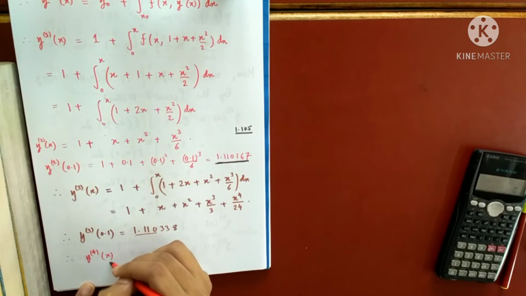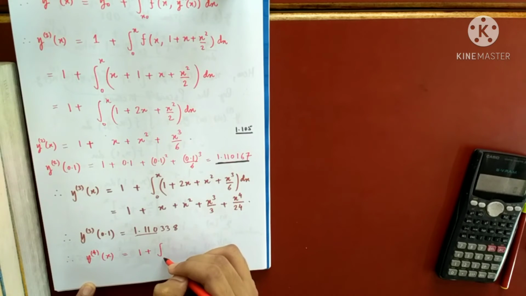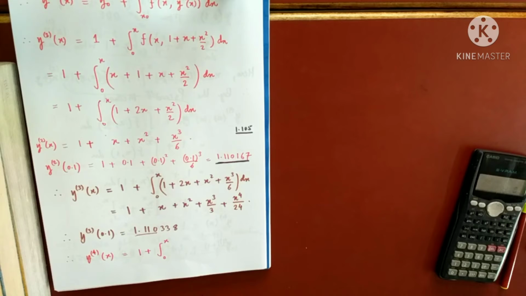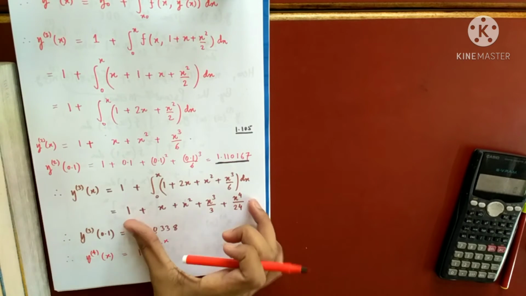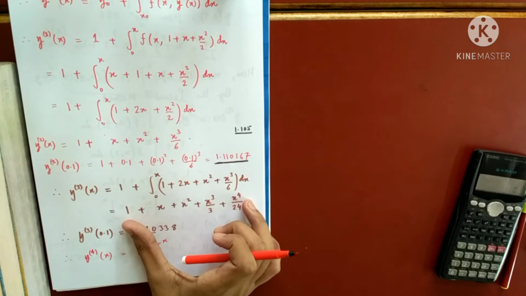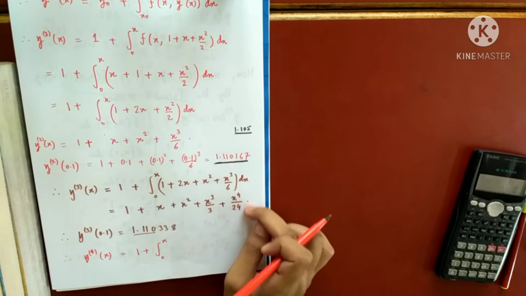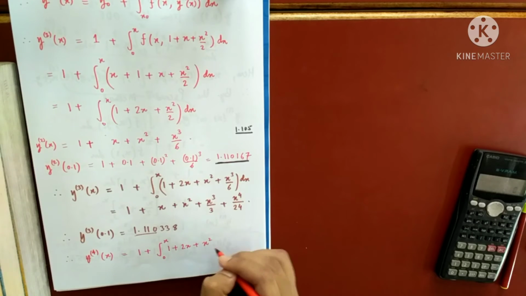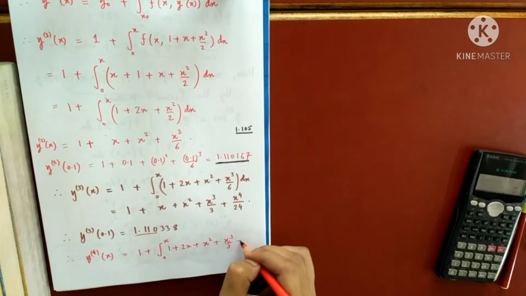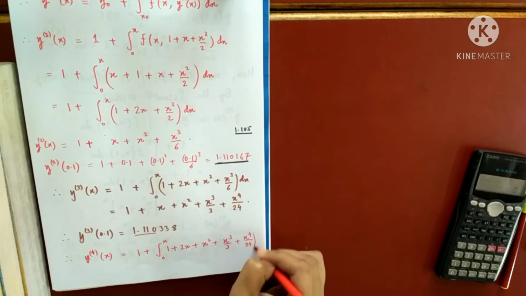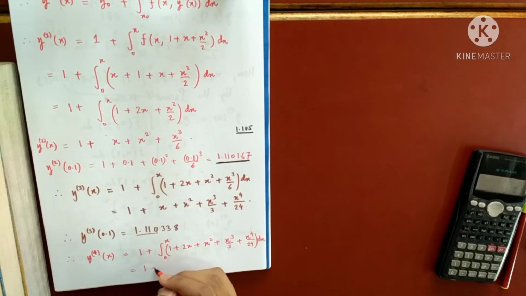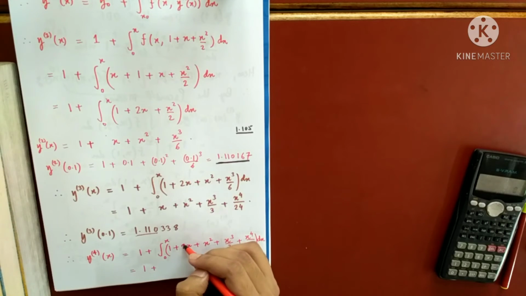So let's determine the fourth approximation. The fourth approximation will be again the same thing, y naught plus the integration from 0 to x of f of x comma this quantity, and the function is again x plus y, so this quantity plus x, and so here it will become 2x. 1 plus 2x plus x square plus x cubed by 3 plus x to the power 4 by 24, dx.